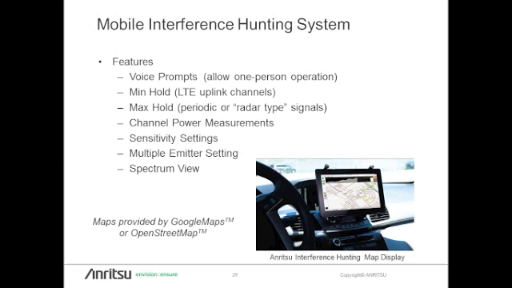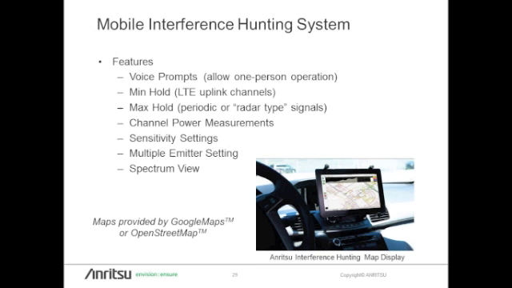So there's a setting in this interference hunting system where you could optimize for your environment if you're in an urban area or if you're in a rural area or anywhere in between. You can optimize the system to mitigate the multipath in the best way possible to be able to find your interference as quickly as possible.